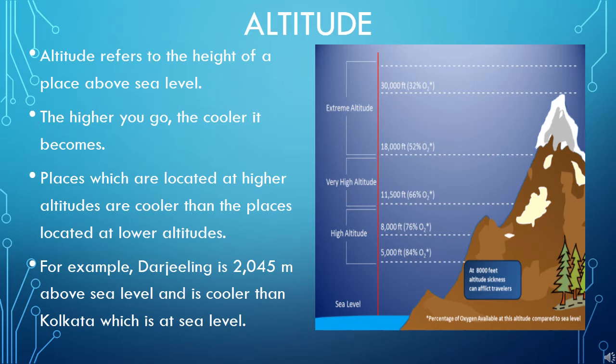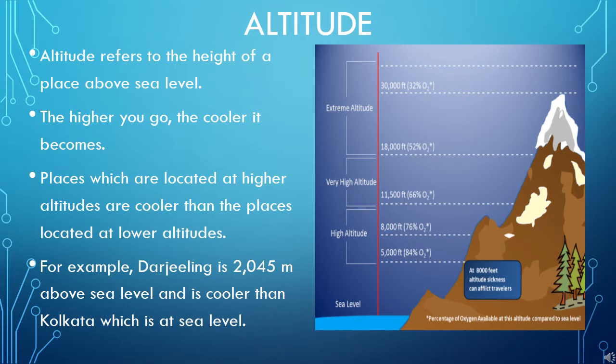Now let's talk about altitude. Altitude refers to the height of a place above sea level. As we all know, the higher you go, the cooler it becomes. So the places located at higher altitudes are cooler than the places located at lower altitudes. Children, the hill stations have a cold climate due to this height above sea level, which is called altitude. The temperature decreases with the increase in height.